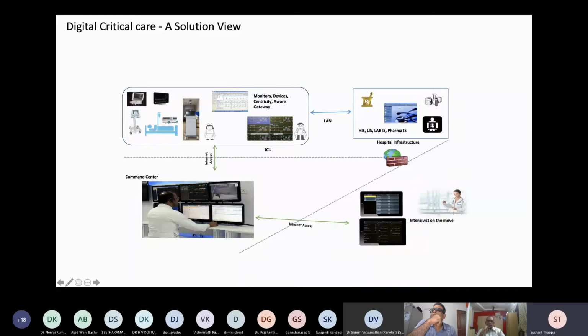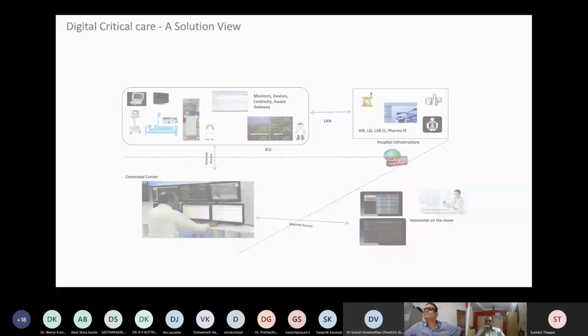Once it goes outside the hospital network, you have internet access either through a command center or on an intensivist, so that the decisions can be made faster. So that is the overall workflow of how a digital critical care solution works.